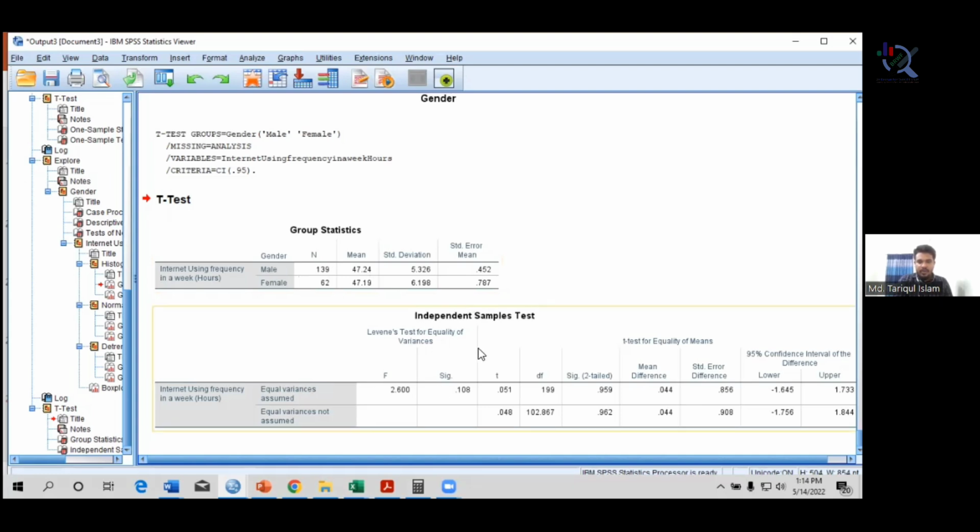And finally, we have to look at the table below, the significance, t value and significance two-tailed. Both values are higher than 0.05, so we have to accept the hypothesis that we developed as null.